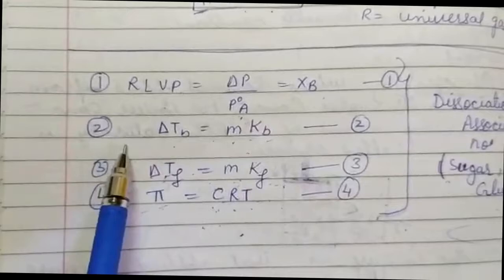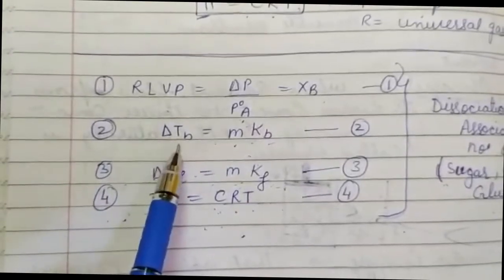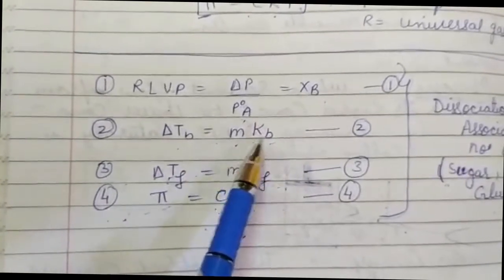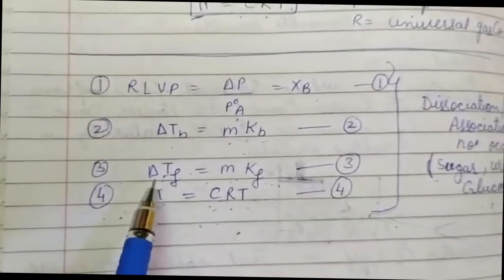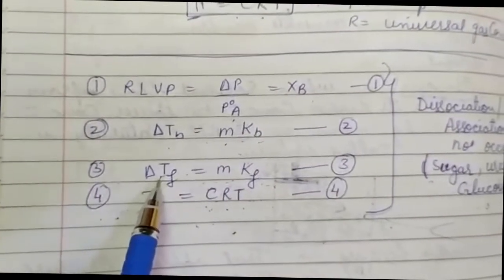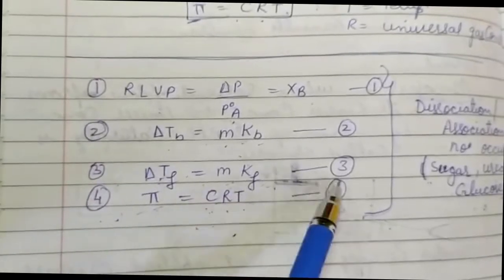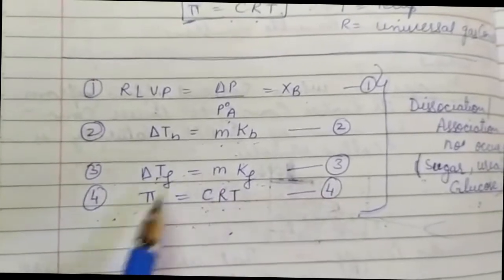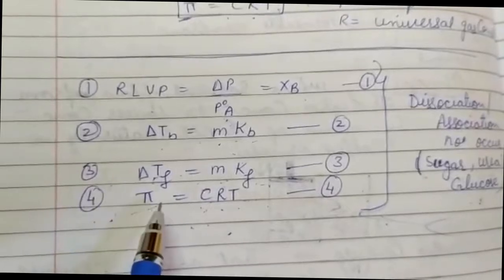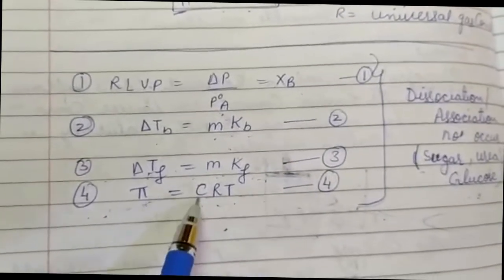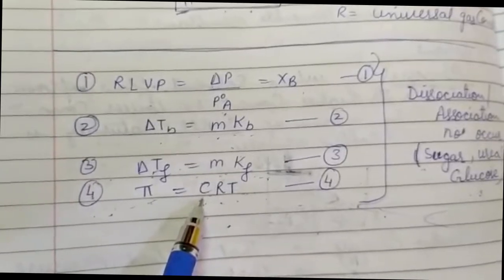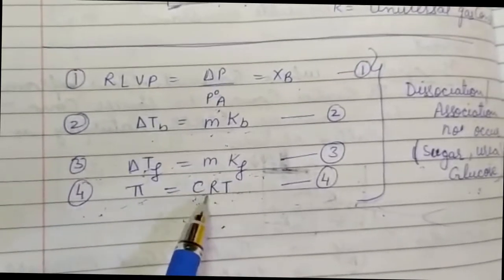Second colligative property, elevation in boiling point, delta TB equals m multiplied by KB. m is the molality. Third colligative property, delta TF, that is depression in freezing point, equals m KF. m again is molality. Fourth colligative property, osmotic pressure, pi equals CRT. C is the molar concentration of the solute, multiplied by RT.